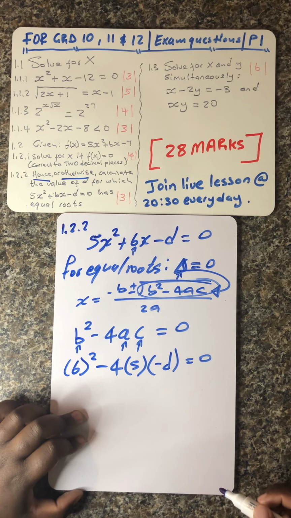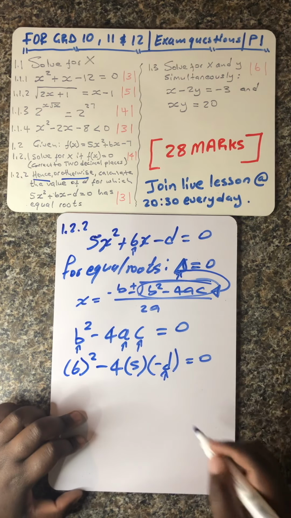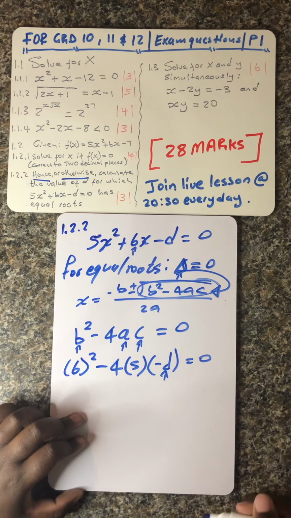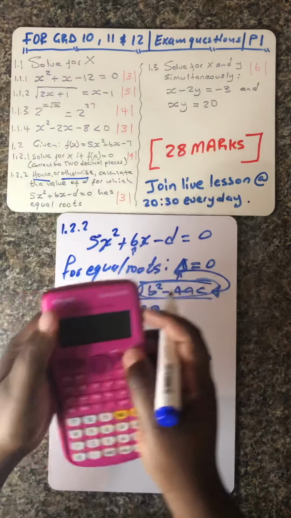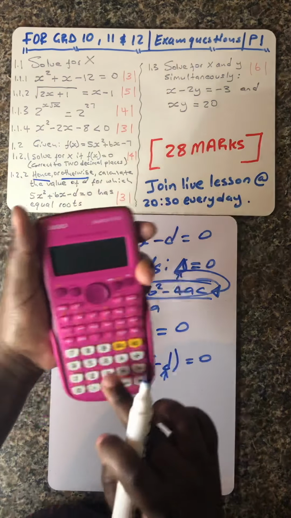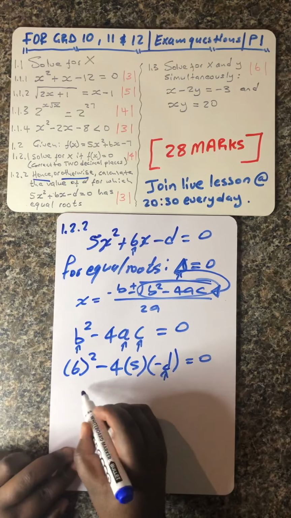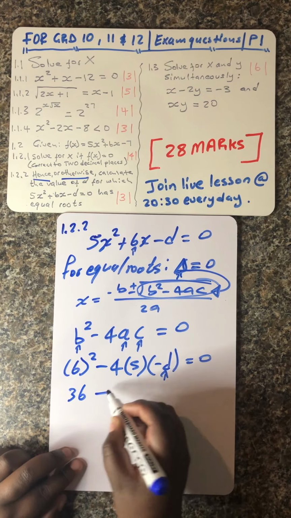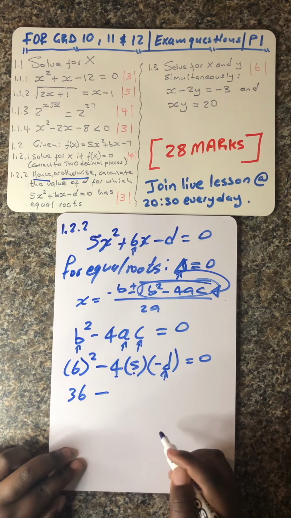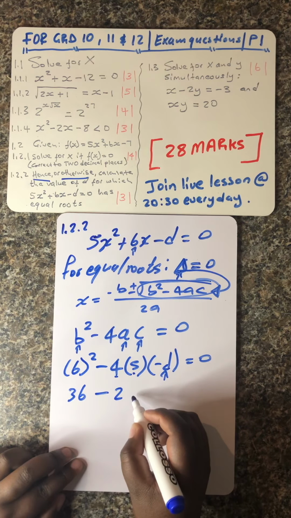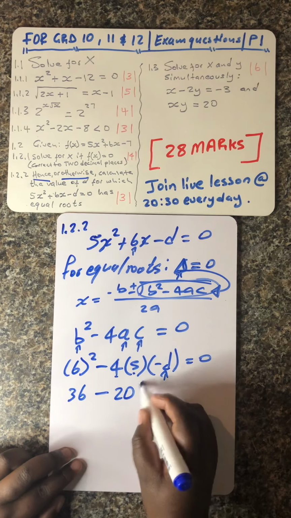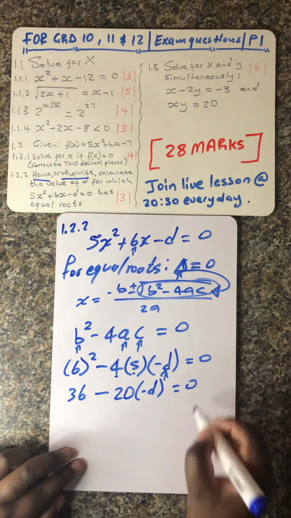So can you see, guys, we are now calculating for the value of d, or we are solving for the value of d. We just use those basic rules that I indicated on the previous lesson. So guys, what is 6 squared? Let's see. 6 squared, this is where you pull out your calculator. So 6 squared is equals to 36 minus 4 times 5. We know it's 20. Remember, guys, it's 20 times negative d, which is equals to 0.